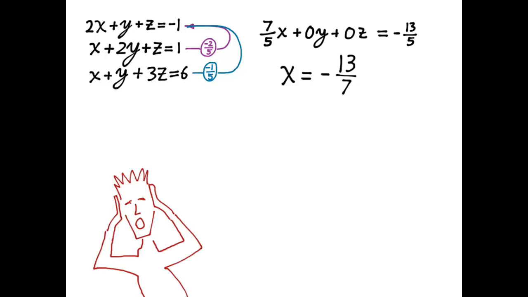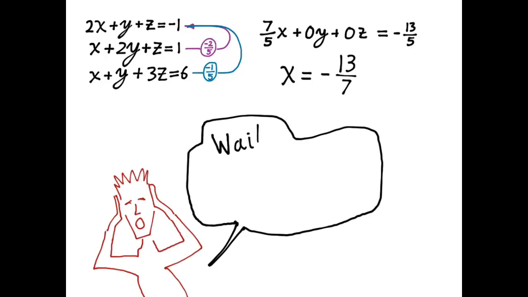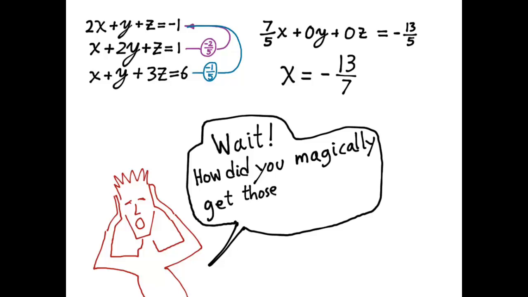But that might not be satisfying to you. You might say, wait, how did you get those numbers negative 2/5 and negative 1/5? And the answer is, I can't tell you, it's a secret. No, I was just kidding.